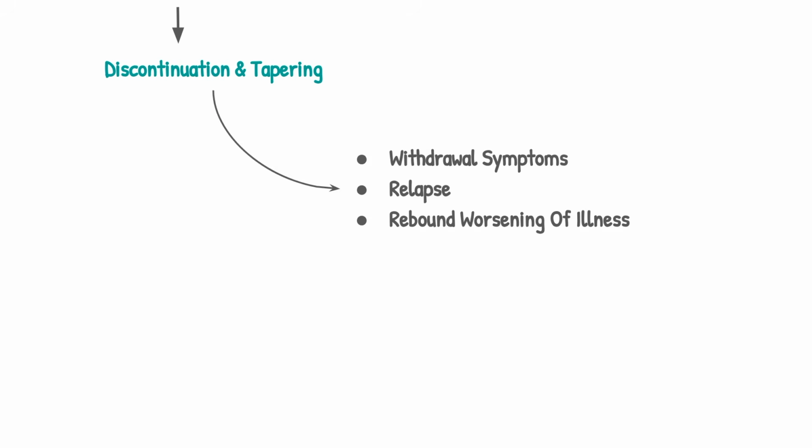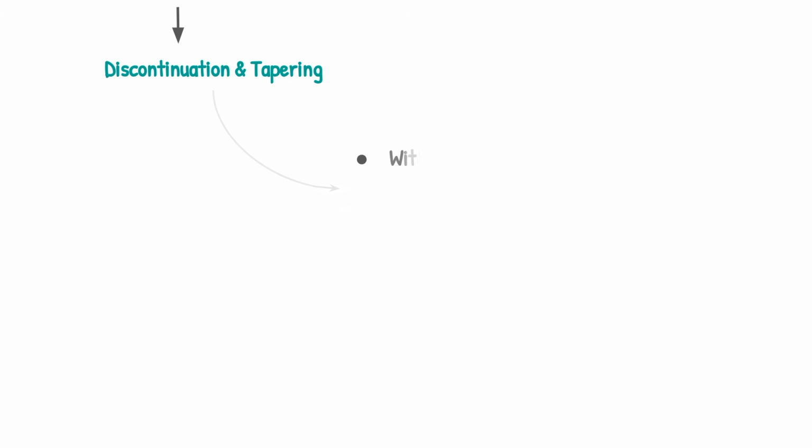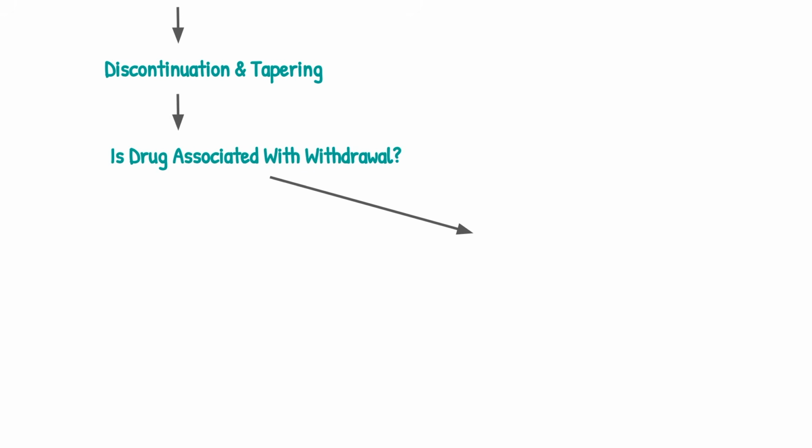Just as starting a drug requires clinical judgment, stopping a drug also requires a structured and safe approach. Discontinuation is an active treatment decision, not an afterthought. Improper stopping of psychotropic medications can lead to withdrawal symptoms, relapse, or rebound worsening of illness. The first step is to assess whether the drug is known to cause withdrawal or discontinuation symptoms. If the drug is not associated with withdrawal, it can be stopped safely, often without tapering.